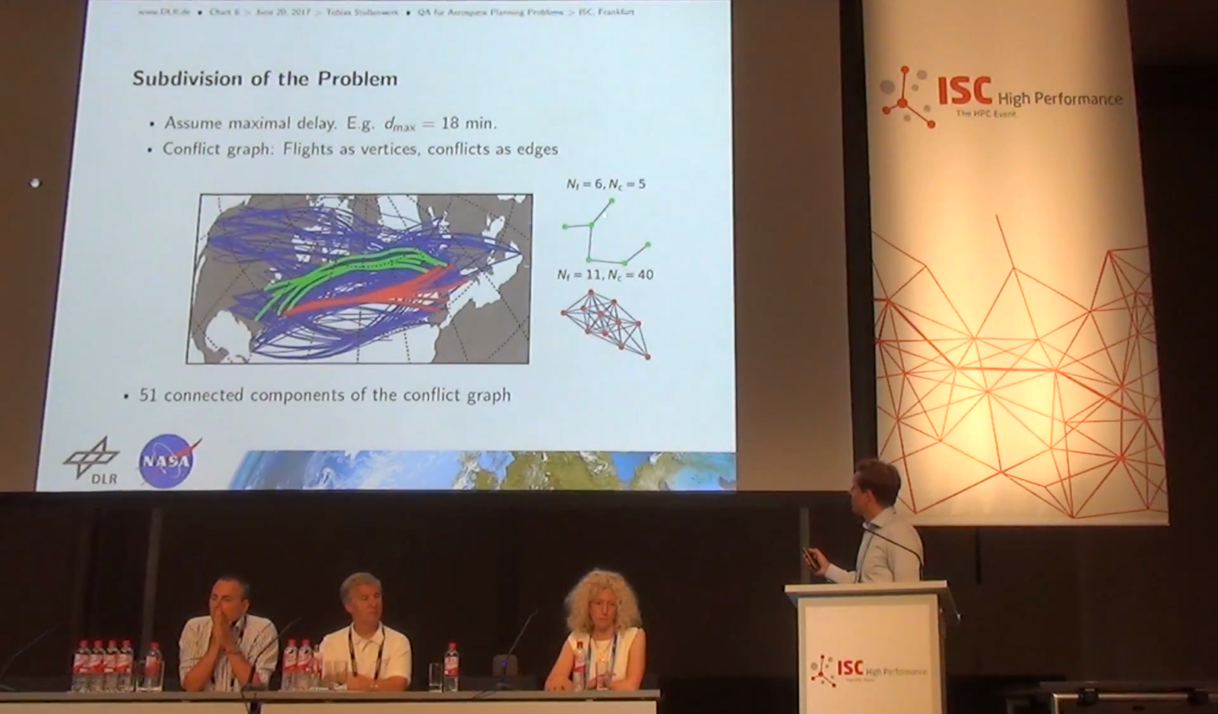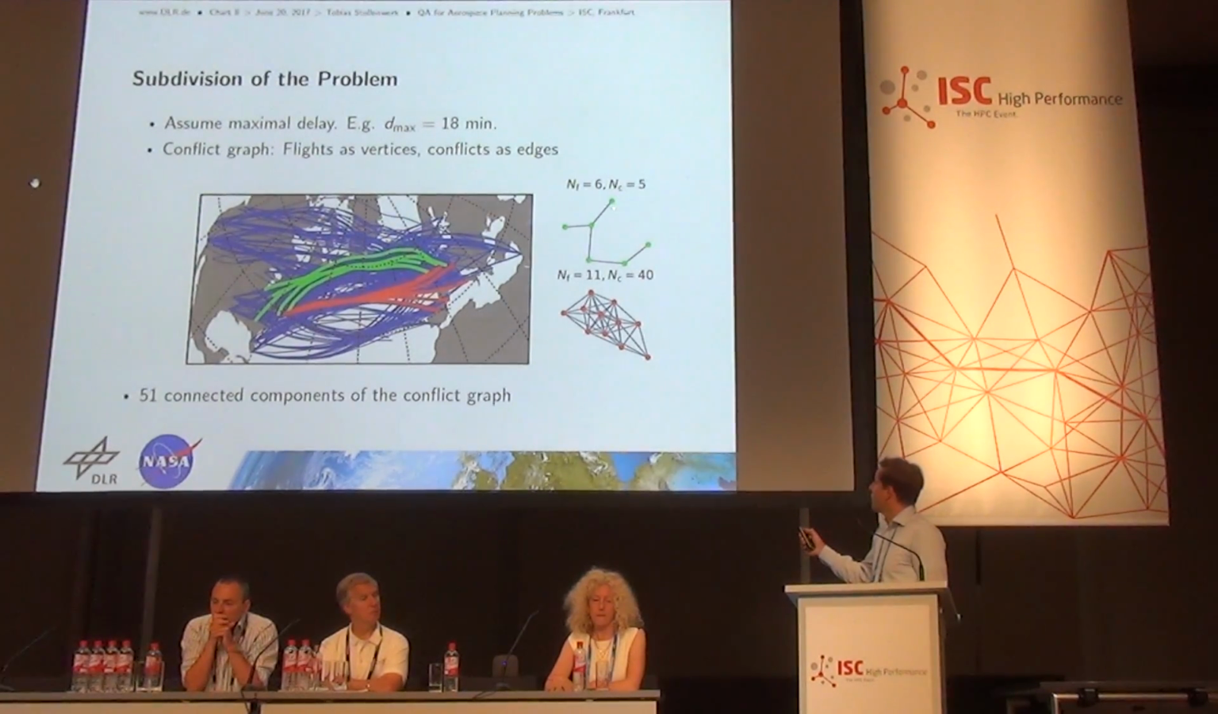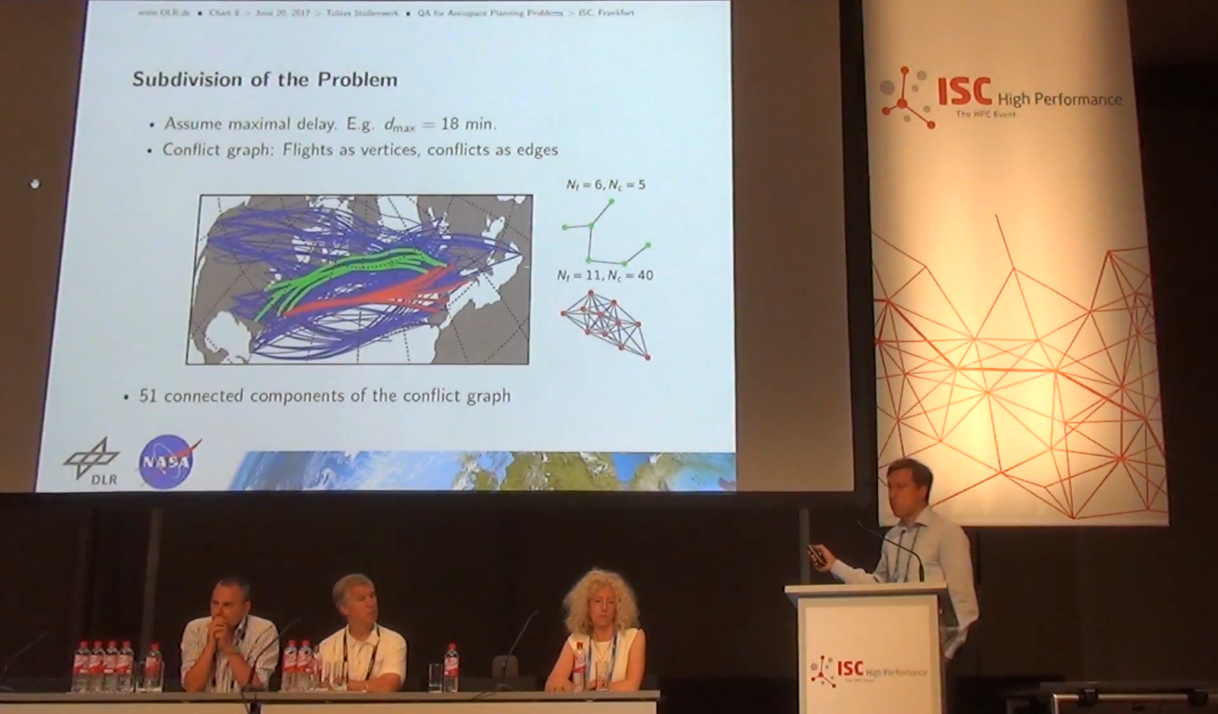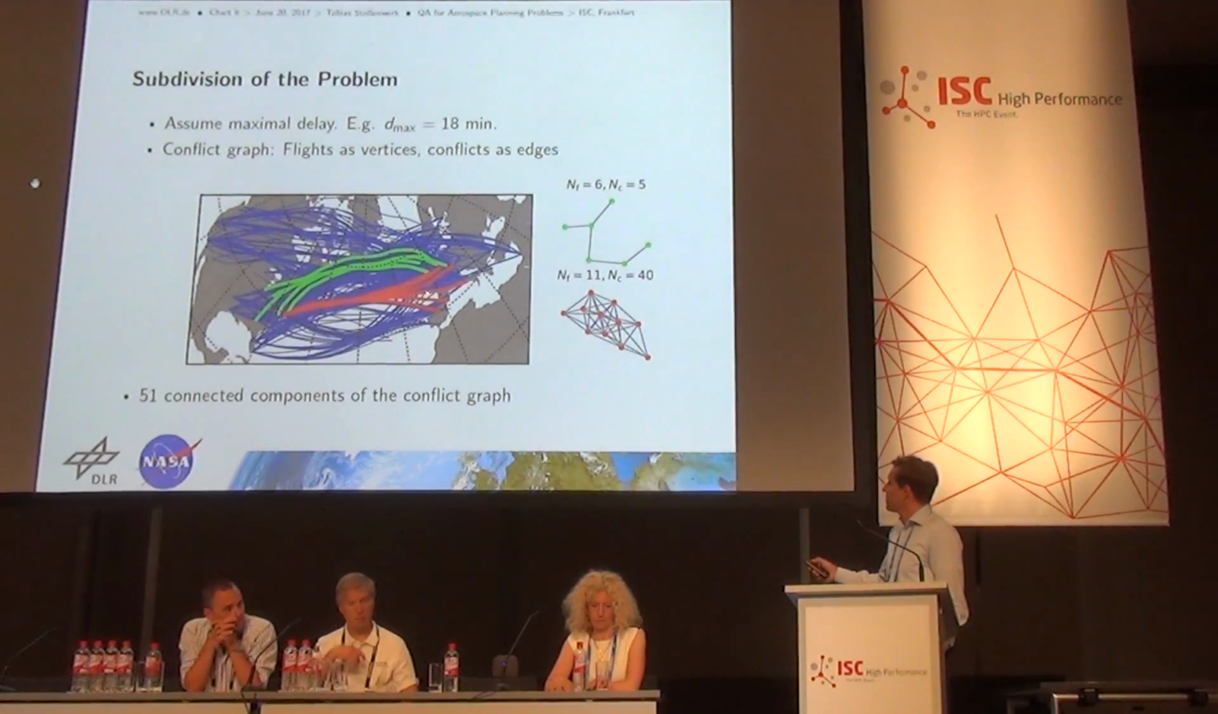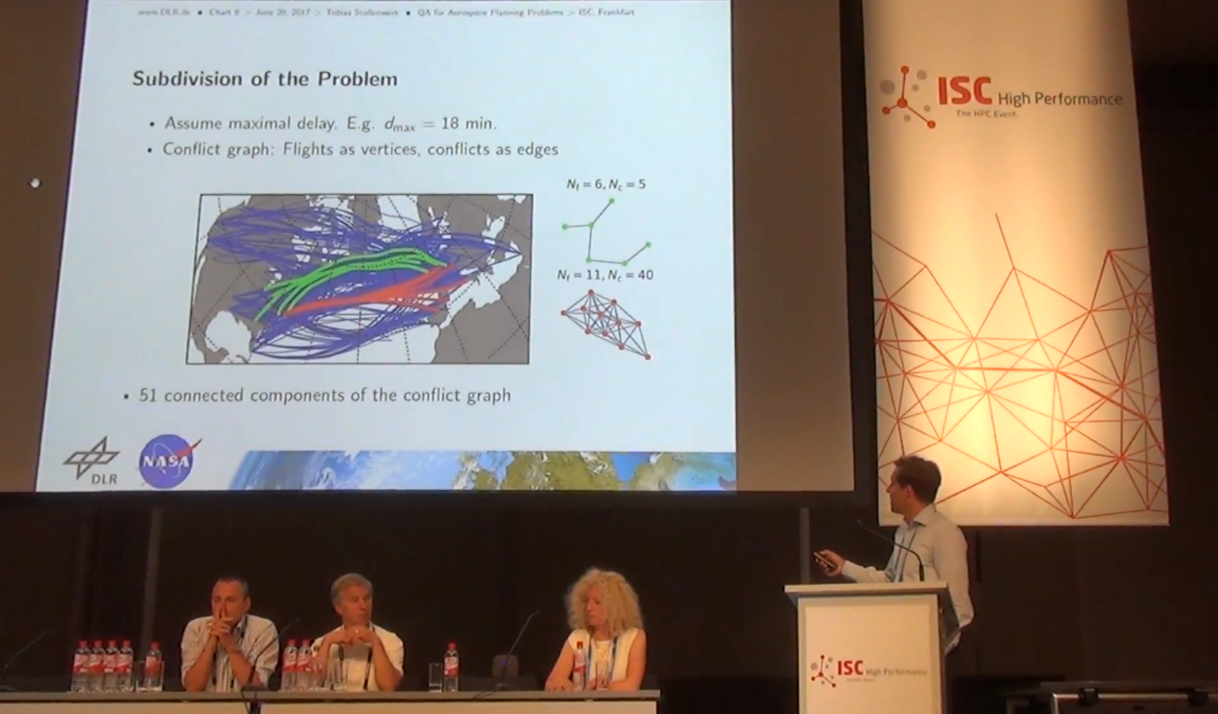You can also write that down as a graph. Each of the nodes in the graph is a flight and each of the edges is a conflict. So these green flights here can be represented as this graph, and this is one small sub-problem we can study, and the red trajectories are an example for a little bigger instance, which looks like that in the graph representation.